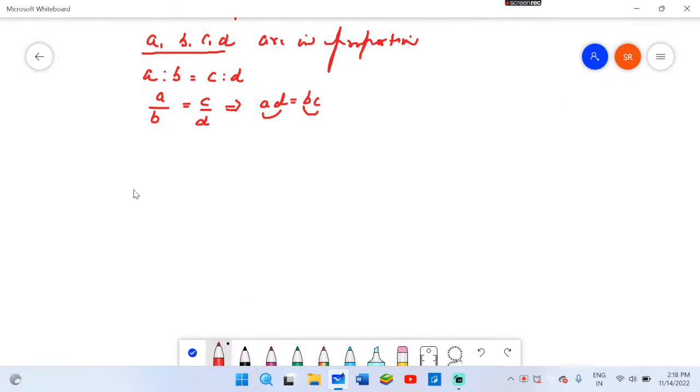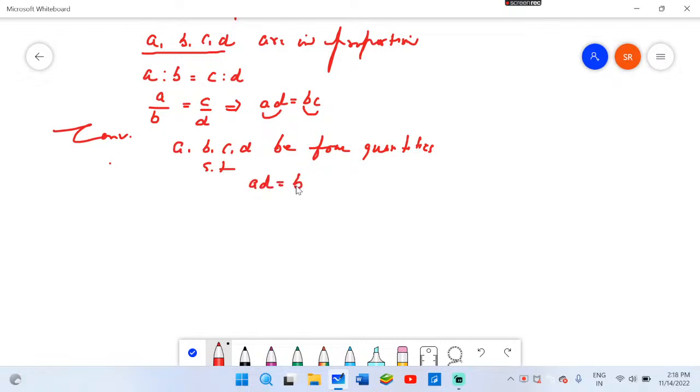We can proceed otherwise also. Conversely, if A, B, C and D are four quantities such that AD is equal to BC, now what we do? We divide both sides by BD.